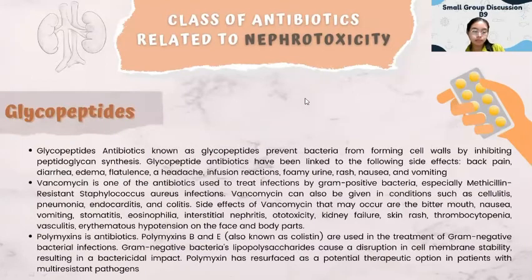Next. Okay, my name is Marikina Devis Avita. My student ID is 200251117, and I want to explain about glycopeptide. So, glycopeptide antibiotics prevent bacteria from forming cell walls by inhibiting peptidoglycan synthesis.